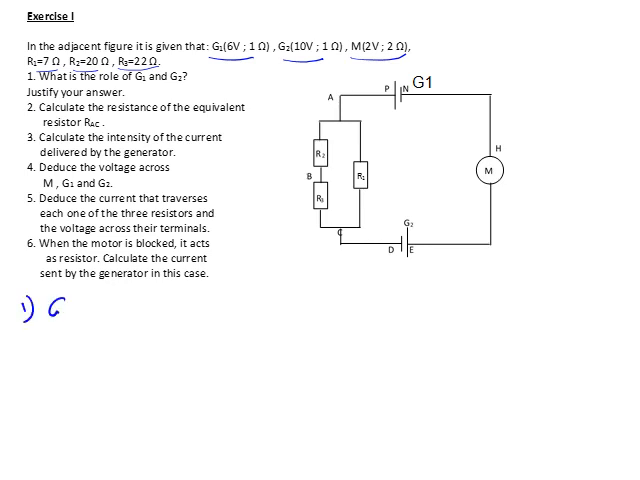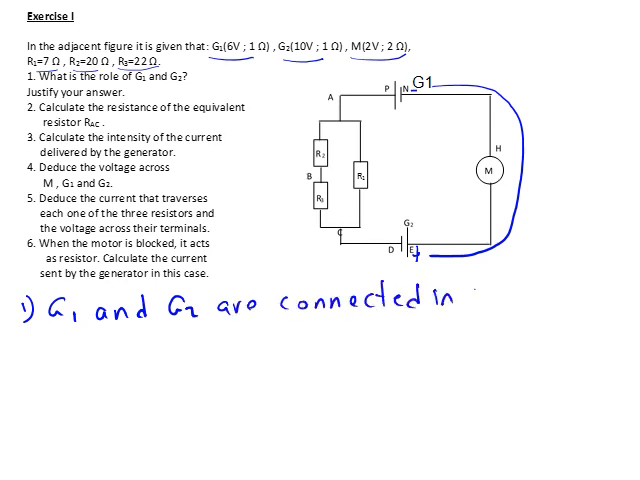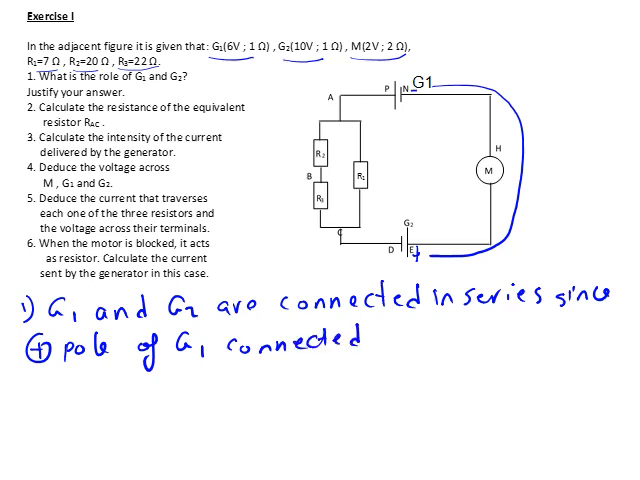G1 and G2 are connected in series since the negative pole is connected to the positive pole, since the positive pole of G1 is connected to the negative pole of G2.